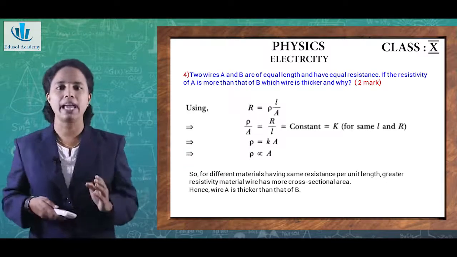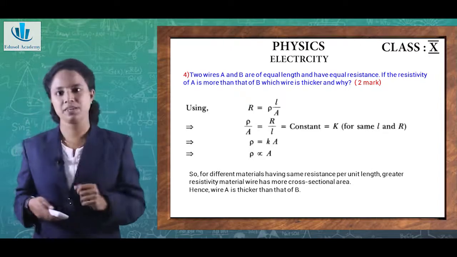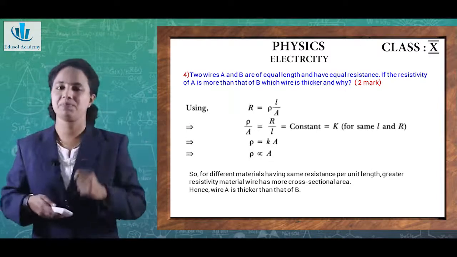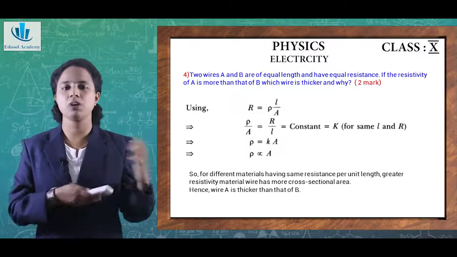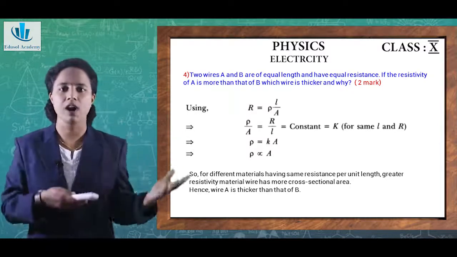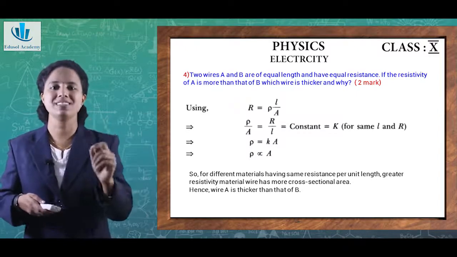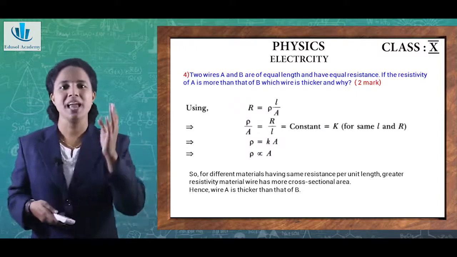So rho by A gives you a constant K. So that will be rho is equal to K into A. Since K is a constant, if you give the value, for example, say it's 1, what will be the proportionality? That is, rho or resistivity is directly proportional to area.